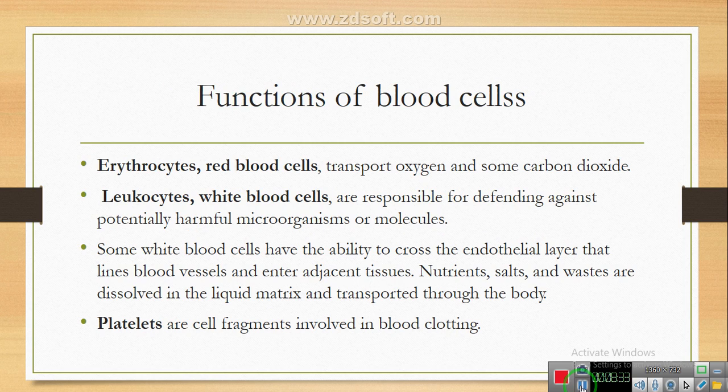There are three types of blood cells. Number one is the RBCs, which are also known as the erythrocytes. They help in the transportation of oxygen and carbon dioxide in the blood.